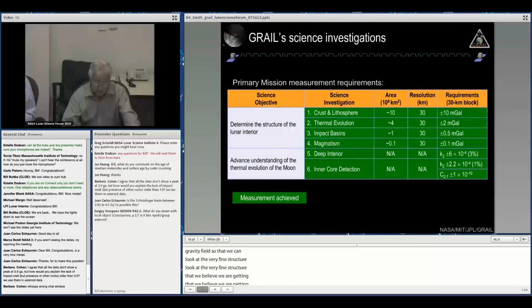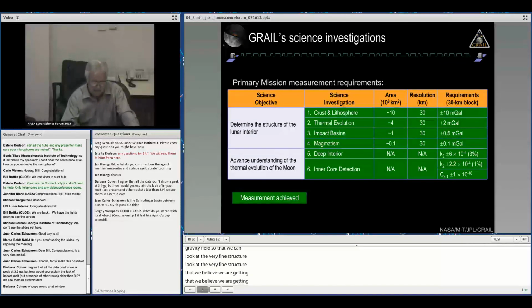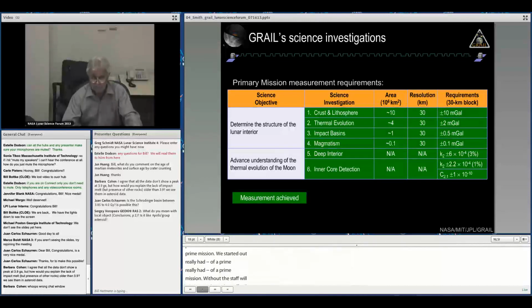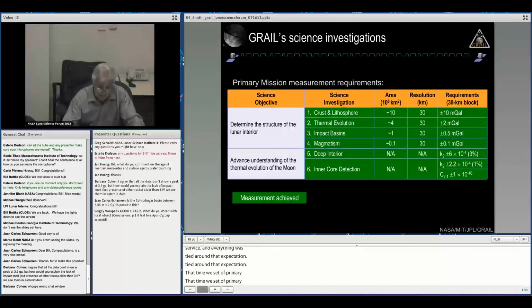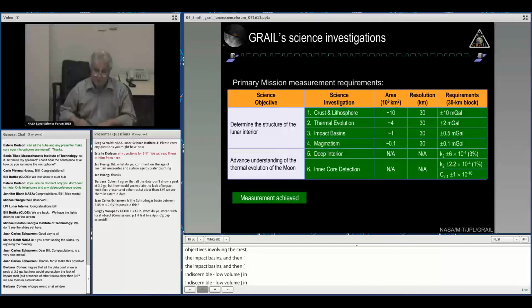This chart here is really a table of how we set up the original objectives for the prime mission. When we started out, we only anticipated having a prime mission. We thought the spacecraft would run out of fuel and eventually crash on the surface after approximately 3 months of observations, and everything was planned around that expectation. For that time, we set up 6 primary objectives involving the crust, the thermal evolution, impact basins, magnetism, and the deep interior, and then inner core detection. In some ways they get more complicated and more difficult as you move down the list from 1 to 6.